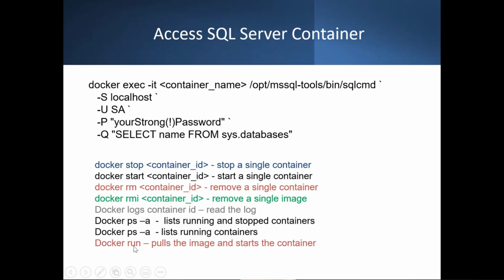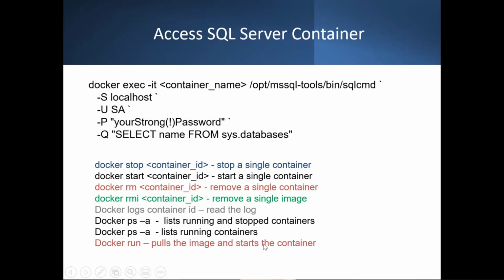Docker run will do two things. It's going to pull the image and start the container. Let's say you didn't pull the image, and when you execute Docker run, it's going to check to see if that image exists. If that image does not exist, it's going to go and download it and run it for you as a container.